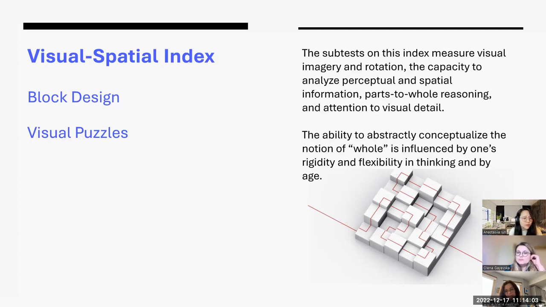Right, exactly. So I do have another question. I apologize for so many questions. If we talk about parts to whole reasoning in the context of teamwork or group play or anything that involves multiple people, or working on a project together, if I do not have a well-developed visual spatial index, I might be having challenges in understanding what my role as a part of a team is, correct?